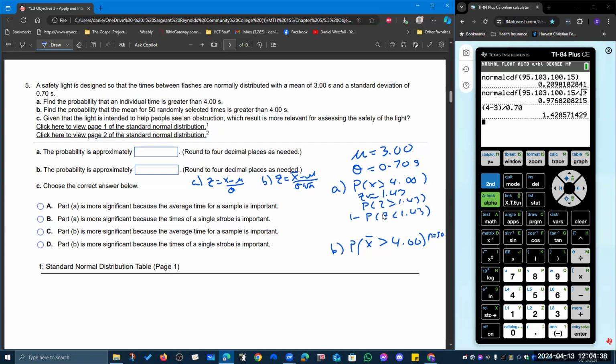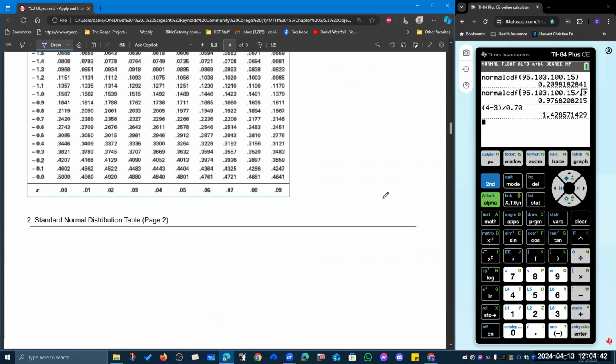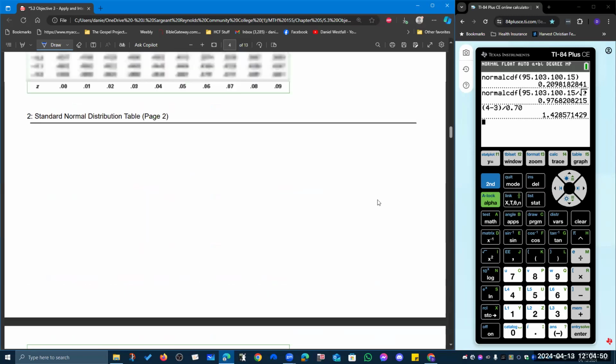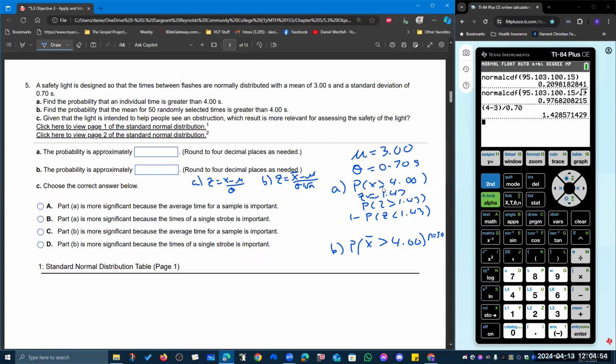So to find P of z greater than 1.43, I need 1 minus P of z less than 1.43 because my table does less than. So let's find 1.43 on my table. 0, 1, 2, 3, 0.9236. It's 0.0764.